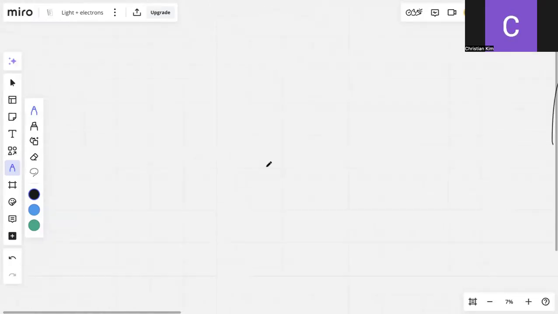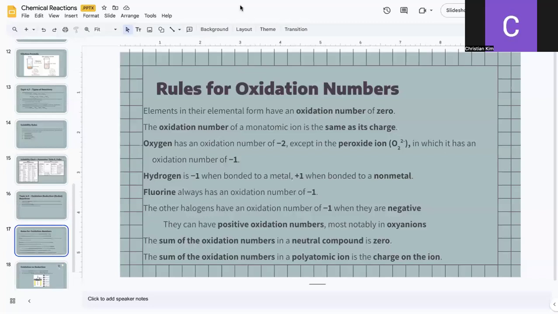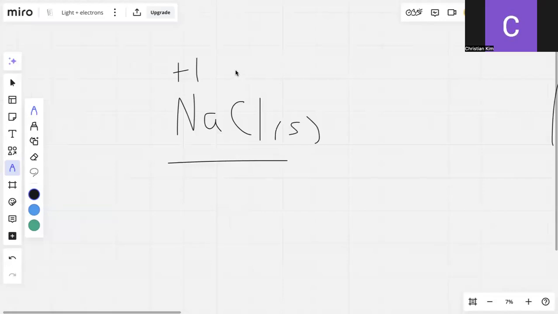So just to go into an example, a very easy example is NaCl. This is just an example of assigning oxidation numbers. Well, NaCl is neutral because I don't see any indication of charge, which means this has to be +1 because sodium is always +1, because that would be the ion that you have, while chlorine is -1.